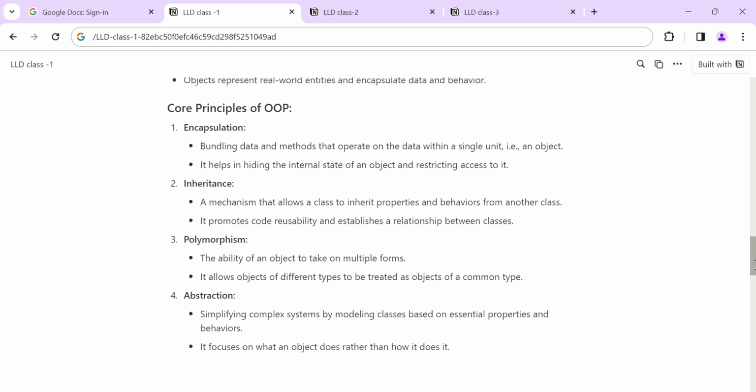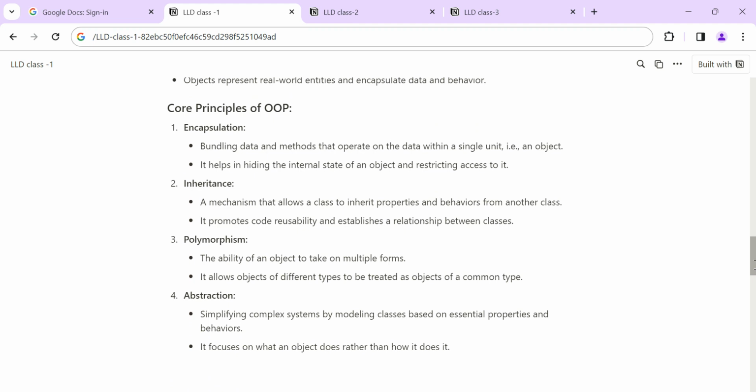We have to know what encapsulation is. Encapsulation is binding data and methods that operate on the data within a single unit, that is an object, and it helps in hiding the internal state of an object and restricting access to it. In a real-time scenario, if you are a normal user using a mobile phone, you only know the UI and the software you are using, but you don't know what the hardware is inside, or what programming is inside the hardware of the mobile. That is encapsulation. It is hiding the complexity of the object.